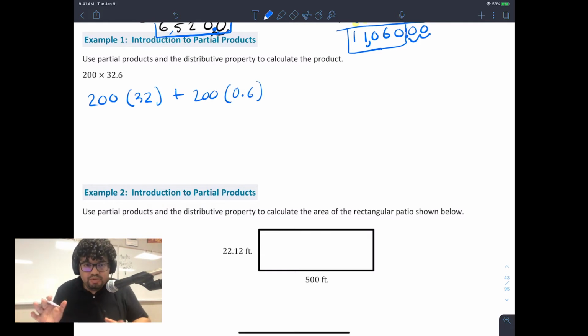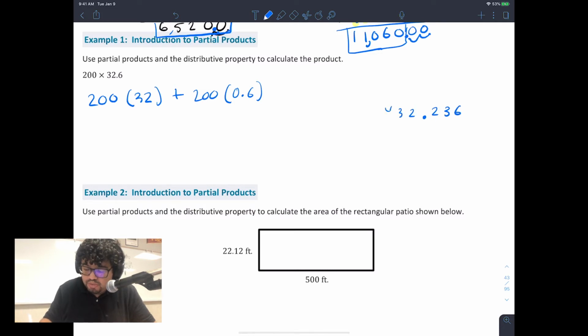Now, you might be confused. Wait, why did I break the 2 and the 0.6? If you remember from the place value chart, if you have a set of numbers, say this is a 2, this is a 3, this is a 6, and you have a 2, a 3, a 4. Let's remember that this is 1/10. So this is in the tenths. This is 1 over 100. So this is in the hundredths.